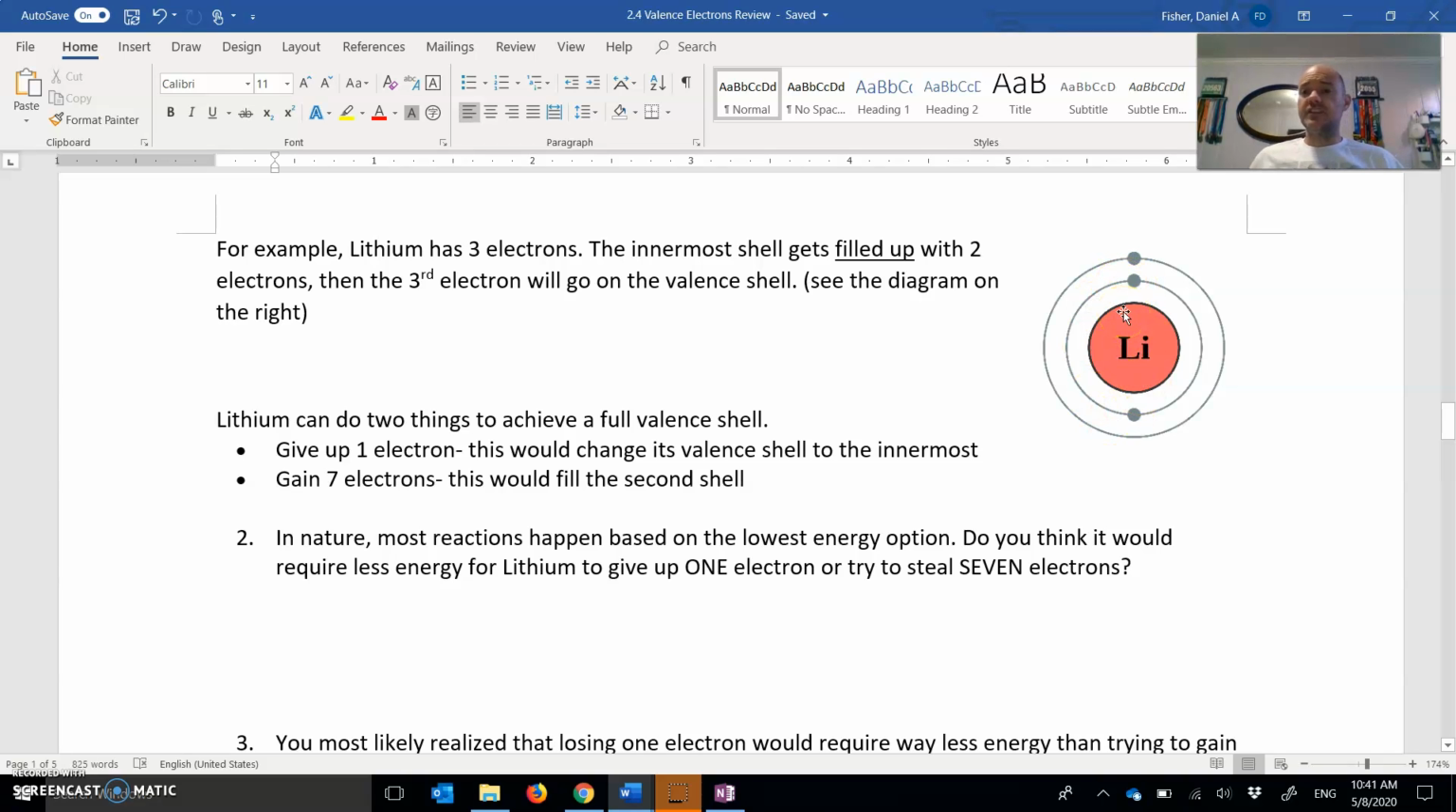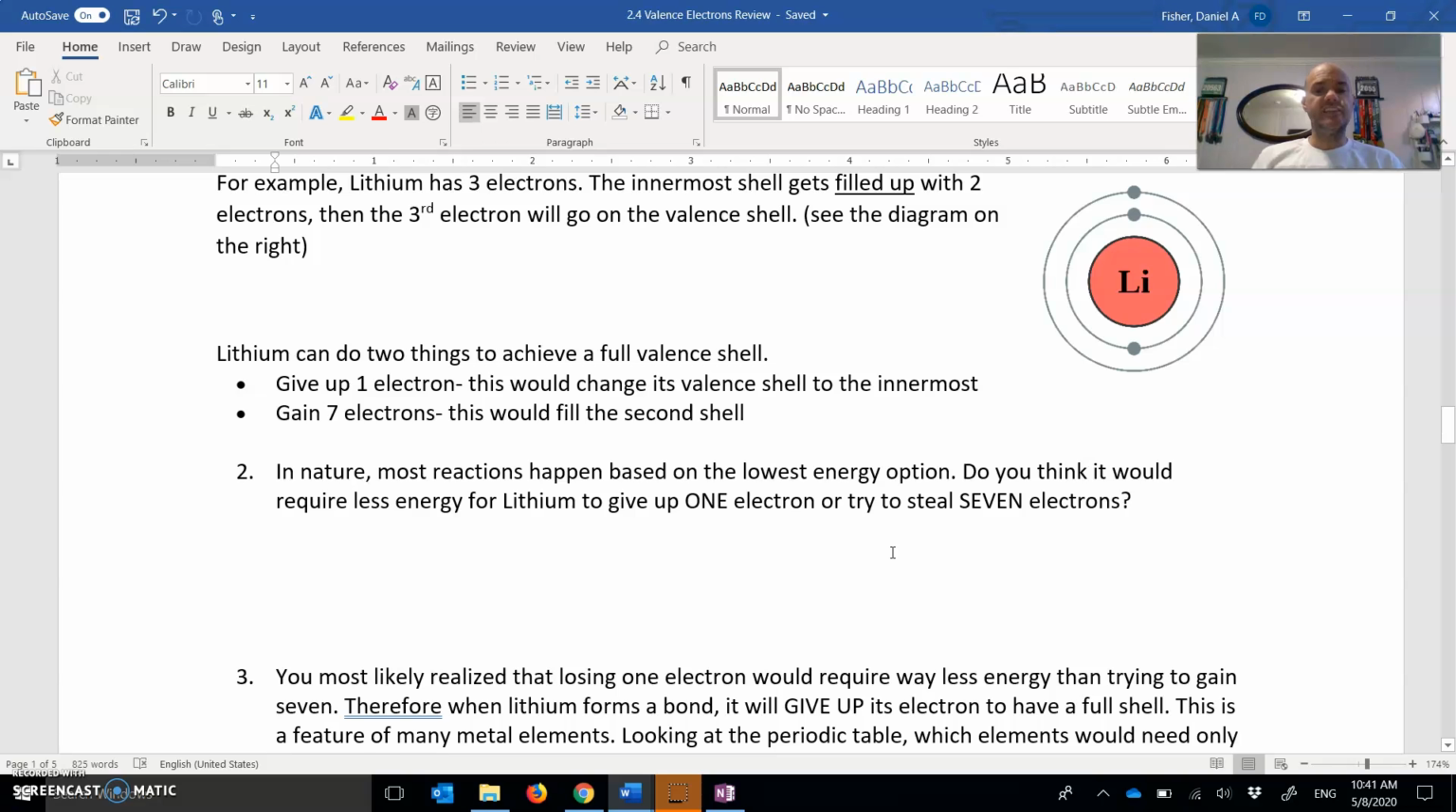But a lot of you have seen a lithium Bohr model before. So what can lithium do to achieve a full valence shell? It could give up 1 electron, or it could gain 7 electrons. And I want you to think about which one of those is it most likely to do? Which one of those is going to require the least amount of energy?